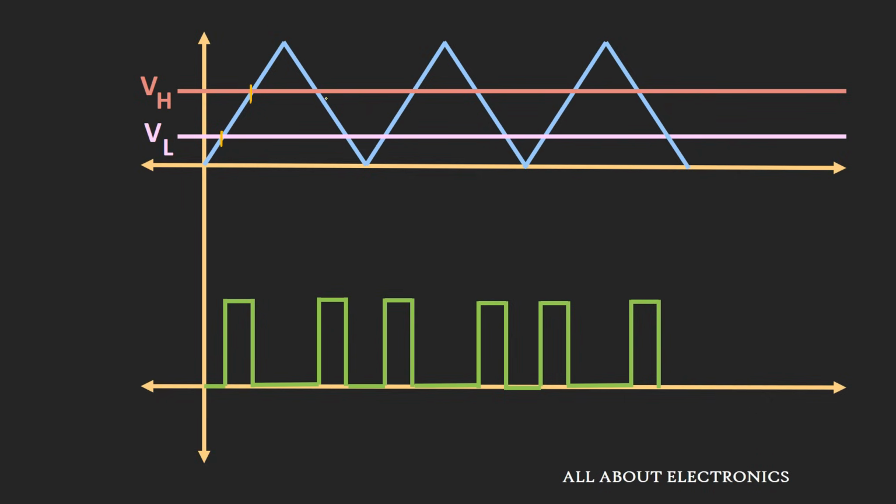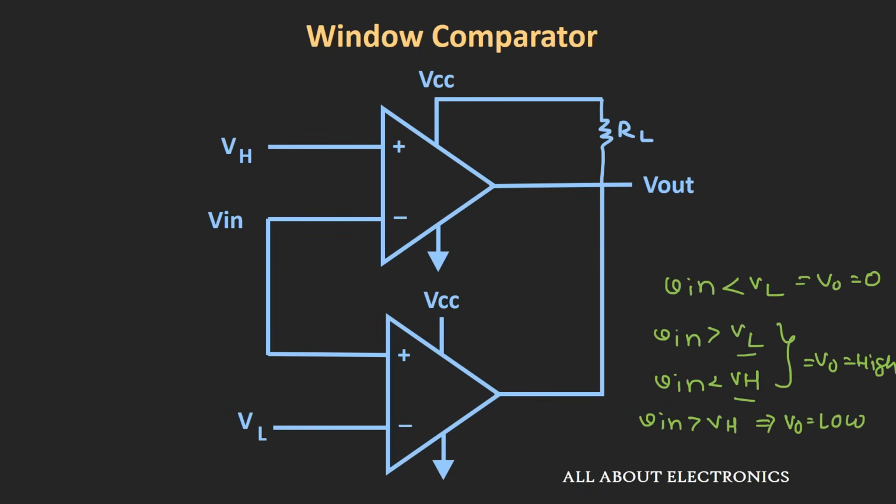So as you can see here, whenever your input is in between the upper and the lower threshold voltages, only then your output will be equal to high value, and for the rest of the time your output will be low value. So in this way this circuit can be used as a window comparator.